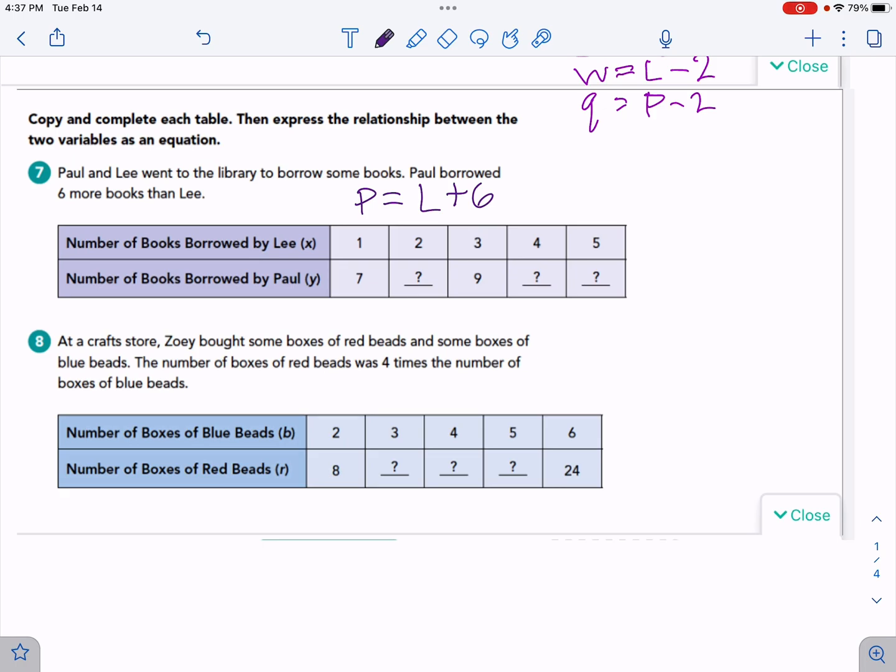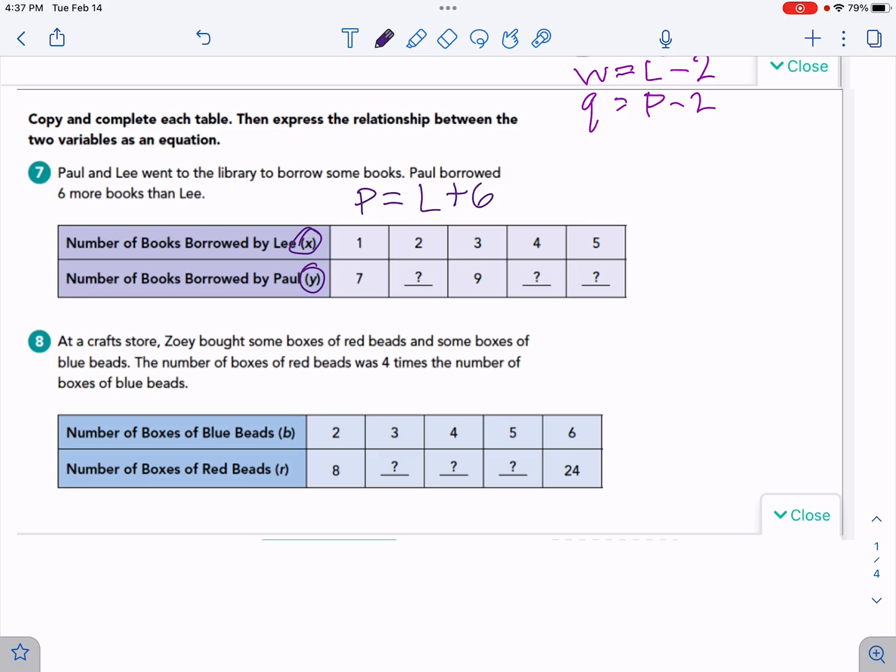Now, we are told that we're going to change that variable. We're to use x and y. Well, in order to figure out what is what, then we need to ask ourselves which variable needs the other one. And we see that in order to solve for how many books Paul borrowed, we need to find out how many Lee borrowed, because Paul's is dependent on Lee's, right? Knowing Paul's answer is dependent on Lee's. So we see here the books borrowed by Lee.